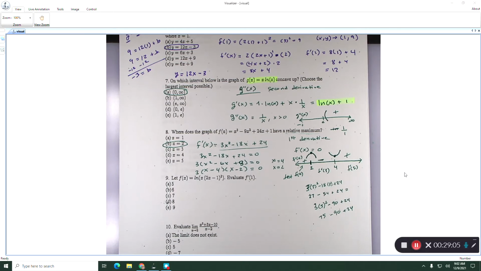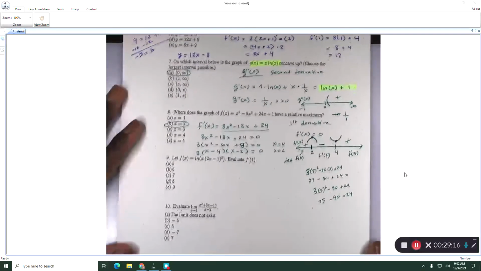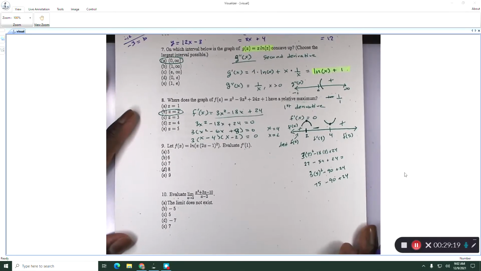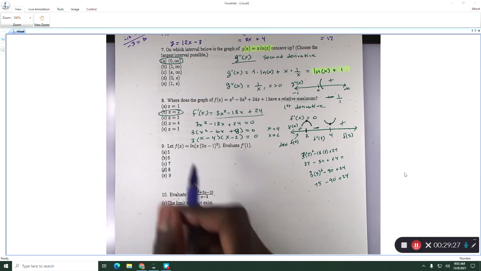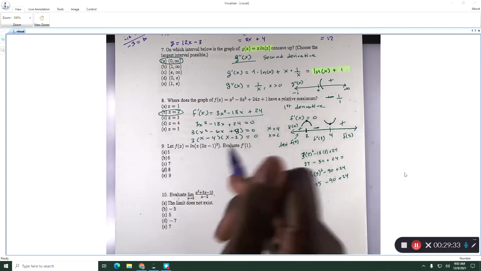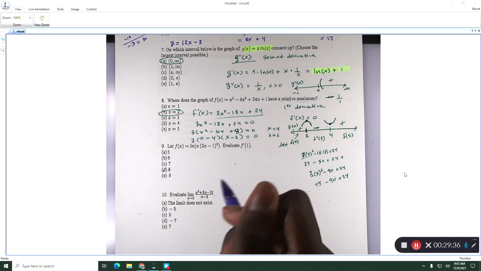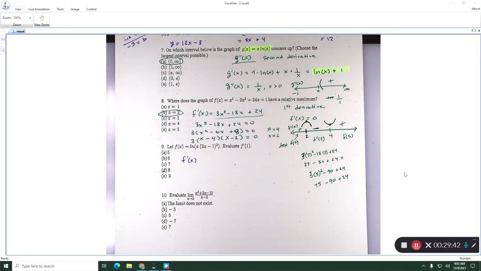We're switching gears from this problem back to finding the derivative and evaluating the function. So number 9, we're now testing how to take the derivative of all different types of functions, because there will be an assortment of functions. F of x equals ln of x times 2x minus 1 to the third power. Now, start off with this. This is going to involve the chain rule.